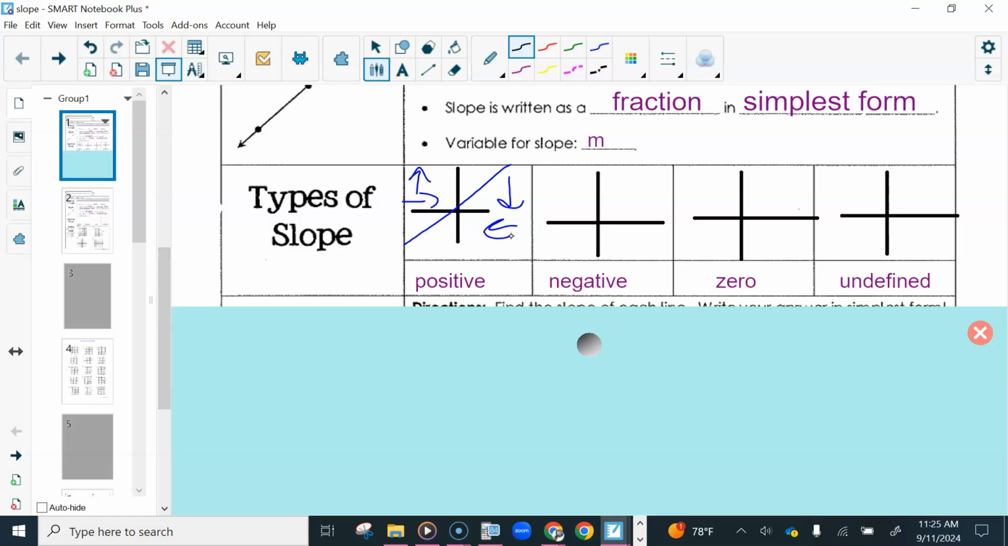So then for negative, it's opposite. So the opposite direction, where if I'm looking left to right, I'm going down and to the right. Or if I'm looking right to left, I'm going up and to the left. So when you have a negative slope, only one of the directions should be negative. Because if both of them are negative, you're making it positive.